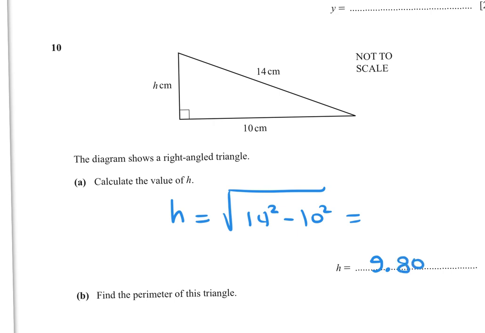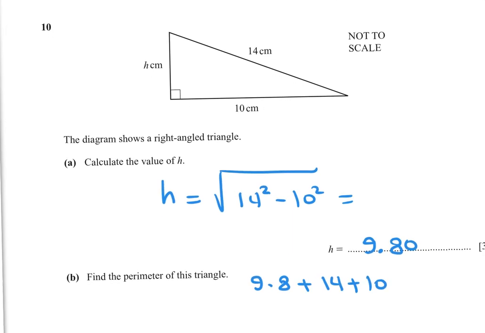Now for B, find the perimeter of this triangle. Yes, just add all the sides. So 9.8 plus 14 plus 10 equals 33.8 centimeters.